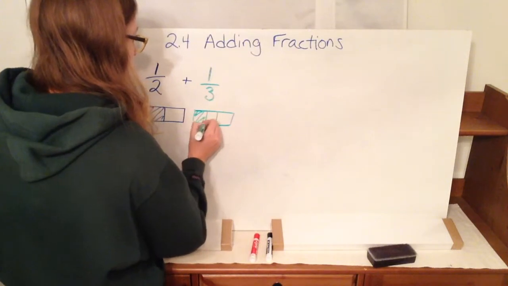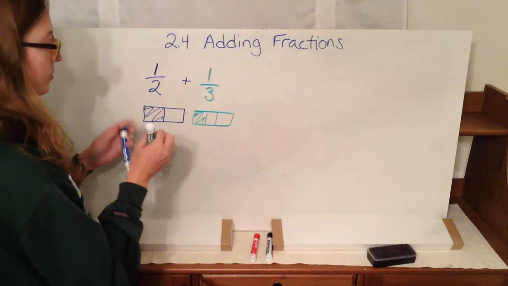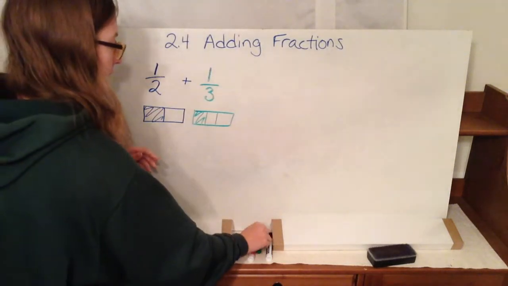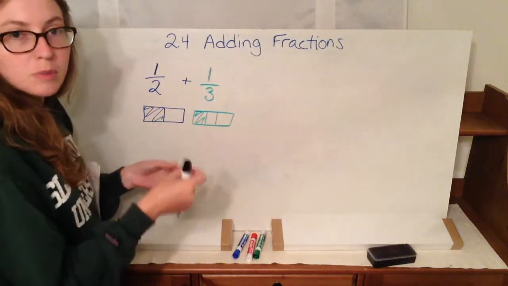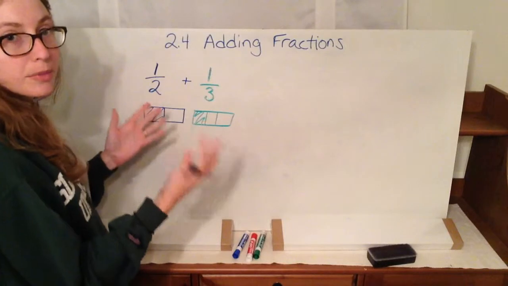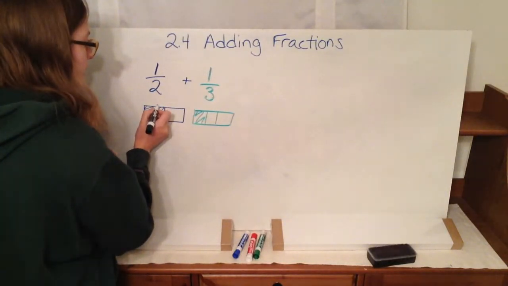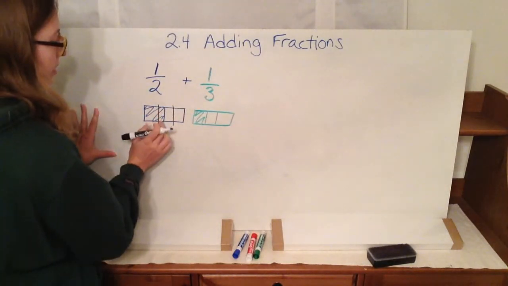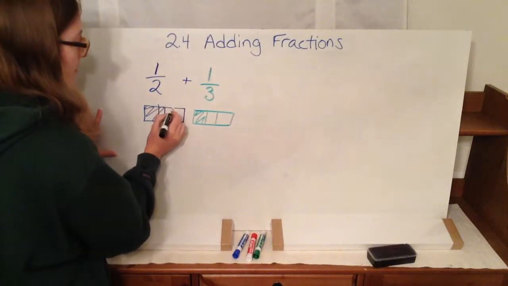Here's my 1/3. But since they're not the same size piece, I can't really do much until I make them the same size piece. The way that I'm going to do that is by cutting the pieces into smaller pieces so that they are the same size piece. So I'll draw a line here and here. Now these pieces are smaller, so I need to cut these pieces to make them look more the same.